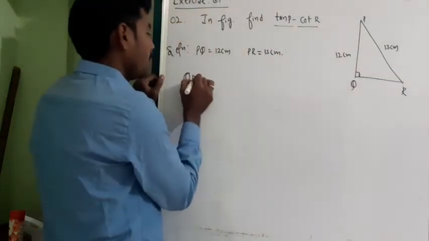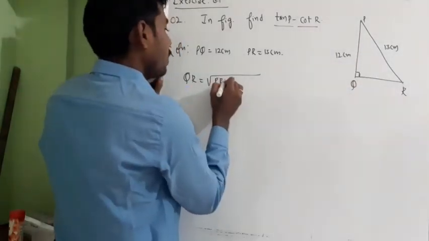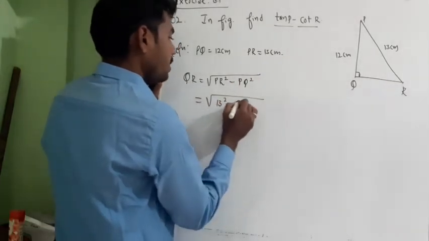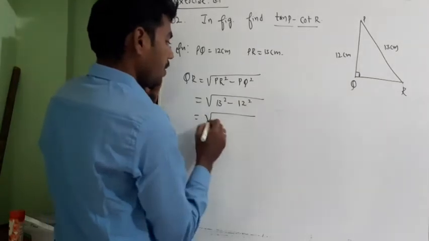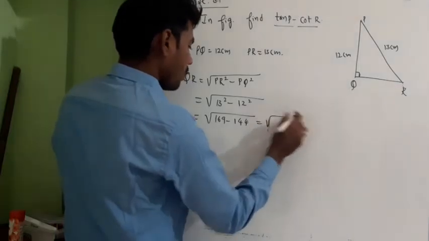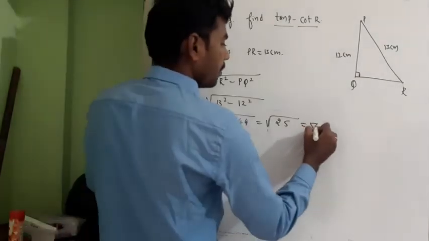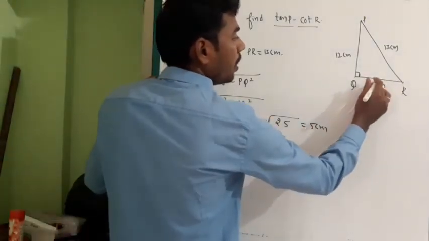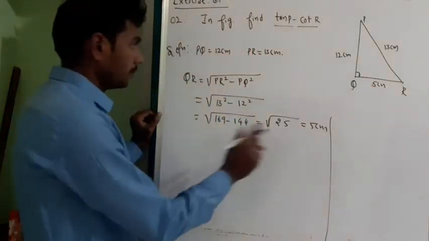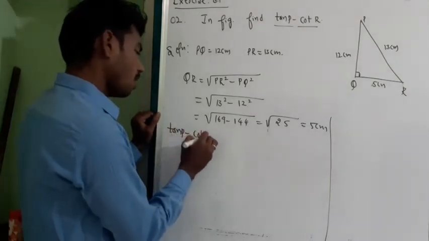So QR is equal to square root of PR square minus PQ square, which is 13 square minus 12 square. So which is 169 minus 144, which is equal to square root of 25, that is 5 centimeter. Fine, we have got this QR. Now, what we need? Tan P minus cot R.